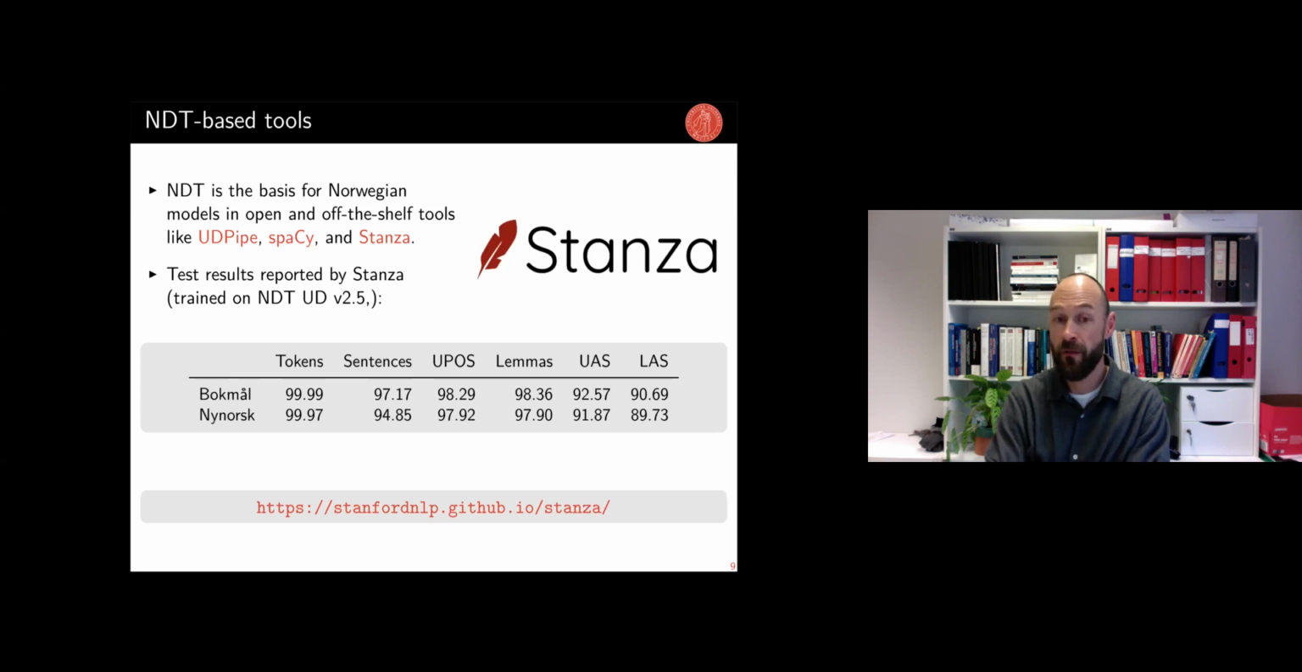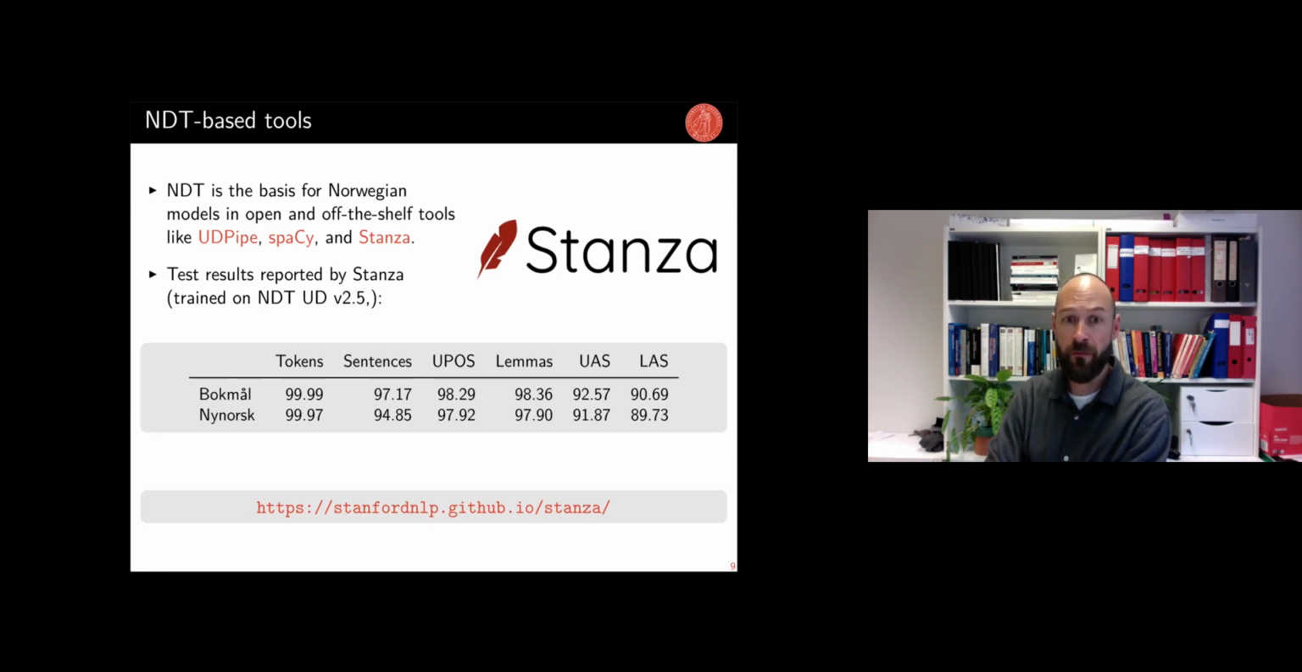Okay, so more practically, there's quite a few off-the-shelf standard Python-based toolkits to do NLP that contain models supporting Norwegian, because they've been trained on this Norwegian dependency treebank. So this includes tools like UDPipe and spaCy, that some of you are probably familiar with from before, and also a more recent tool called Stanza that has been created at Stanford University.